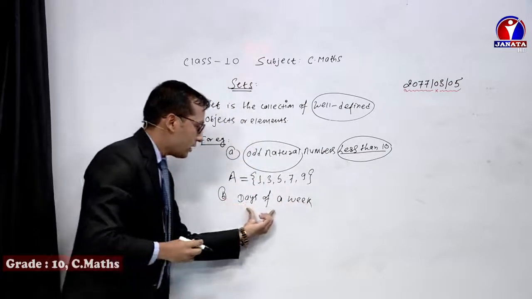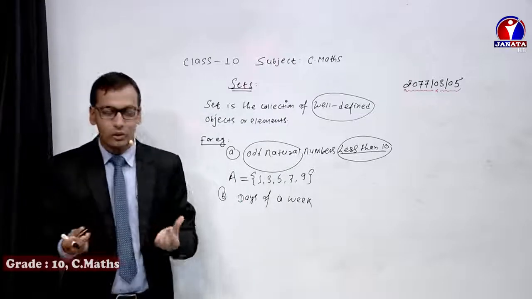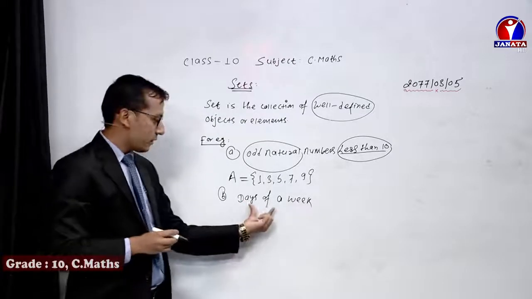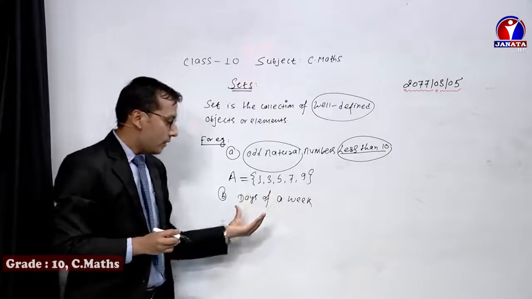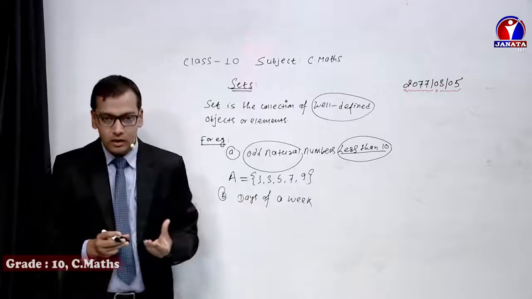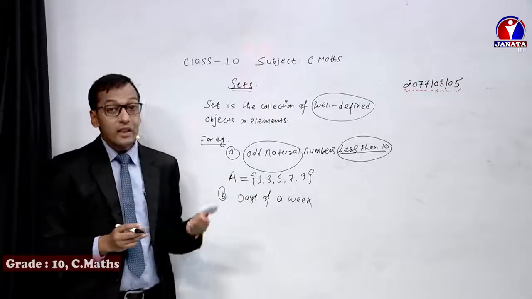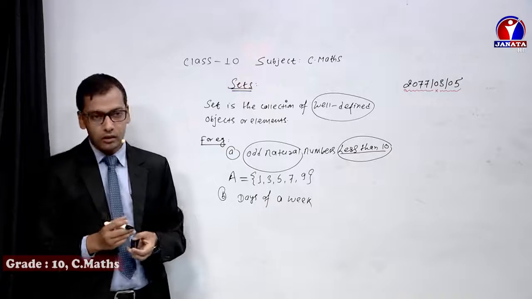If I talk about the second example, days of a week, we know what the different days of a week are: Sunday, Monday, and so on. So there are 7 days in a week. The number of days is limited. These are clearly defined. So these days of a week can form a set.